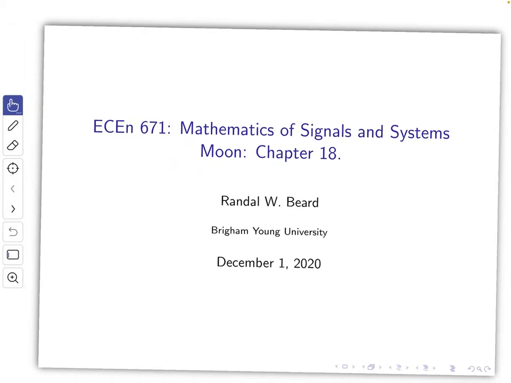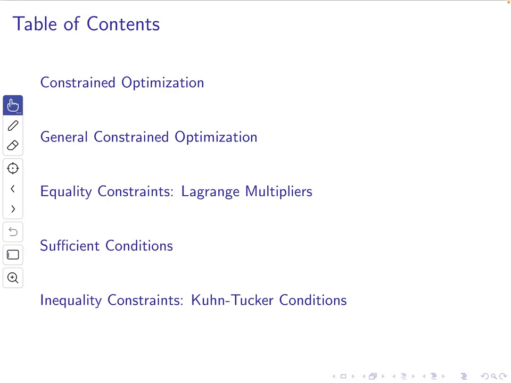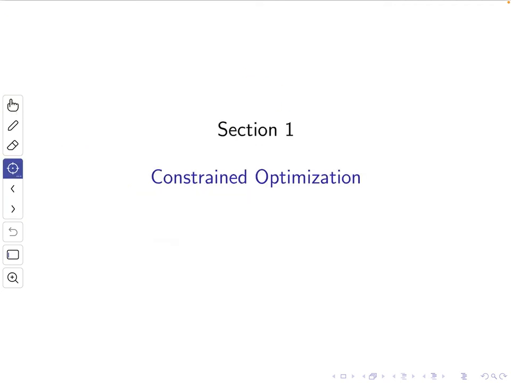Okay, I want to talk today about chapter 18. The topic for chapter 18 is constrained optimization. So in this particular segment, I'll talk about constrained optimization and general constrained optimization problems.